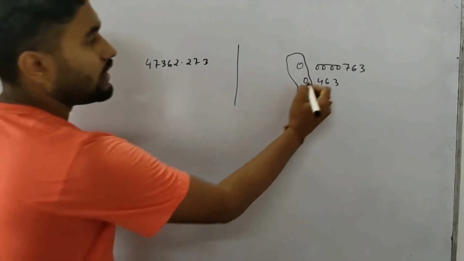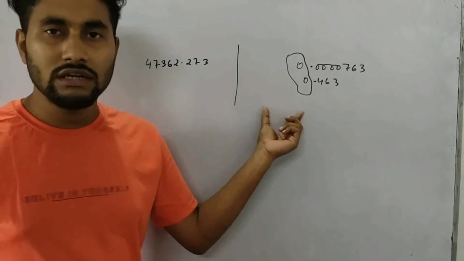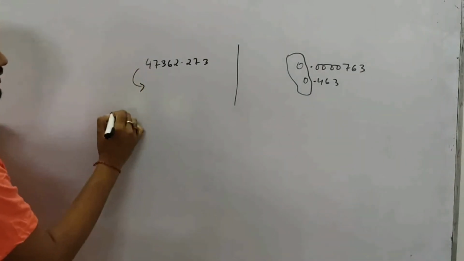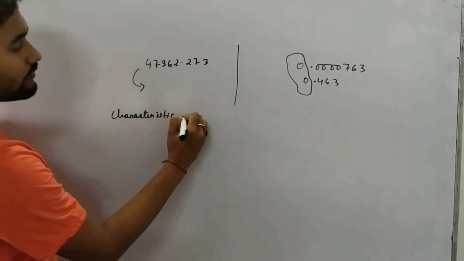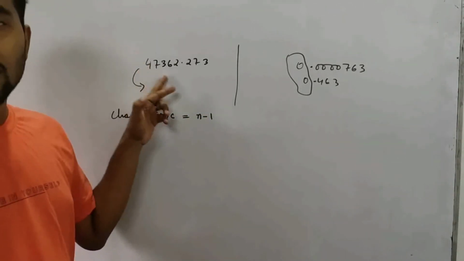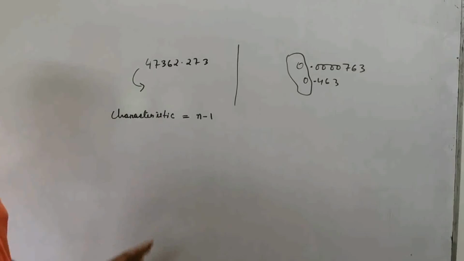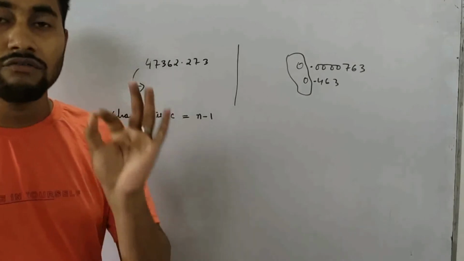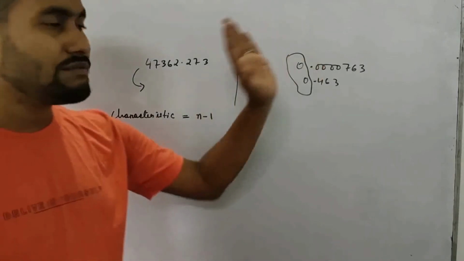Okay, so like this you will get one where you will have the integer part, and one where you will not have the integer part. When you have the integer part, to find the characteristic we will use the formula n minus 1. N is the number of integer digits. Not this side, okay? This side. So over here 1, 2, 3, 4, 5. So 5 minus 1, your characteristic will be 4. Understood?